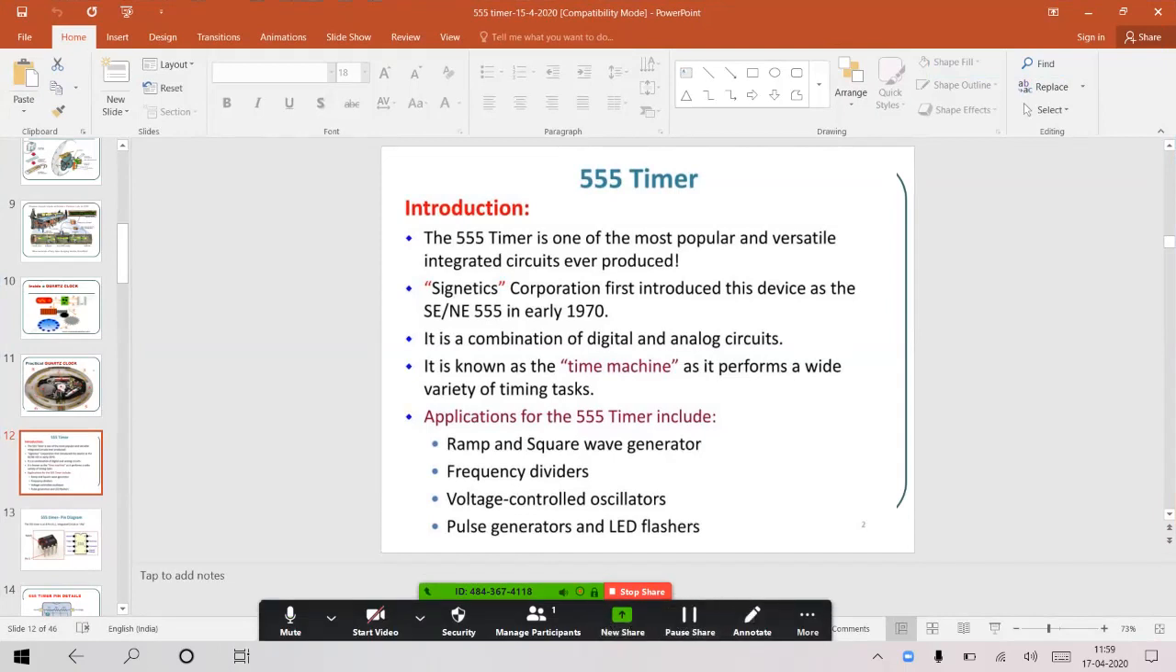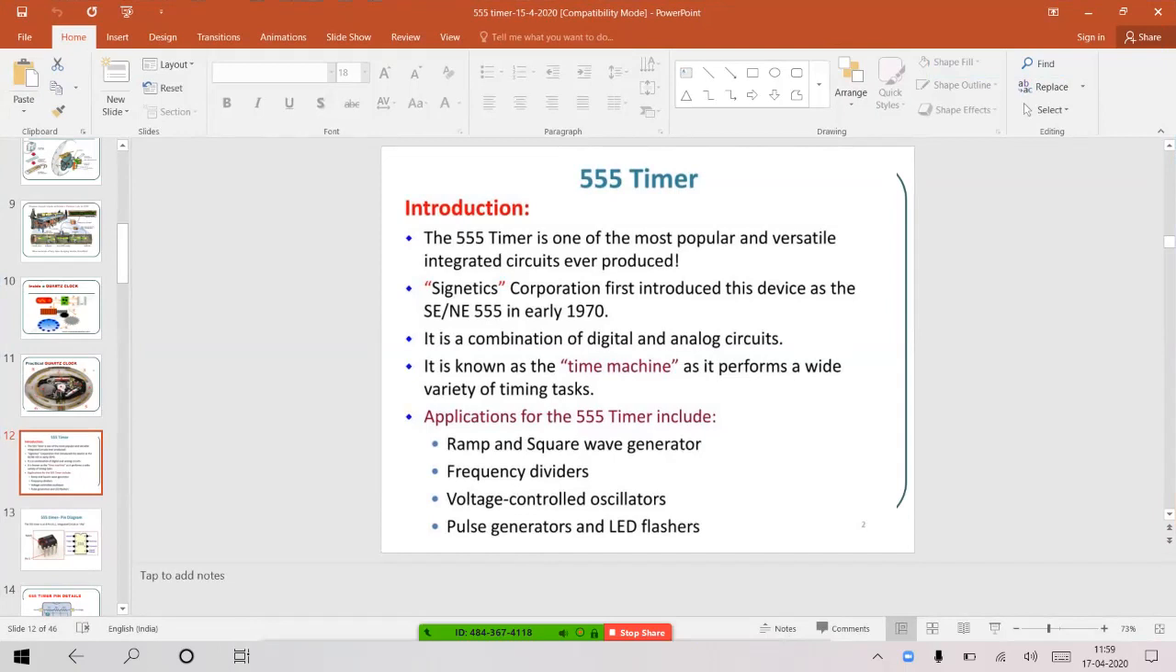Morning. Today I'm going to start with the 555 timer. A 555 timer is actually an oscillator, or we call it a multivibrator. It means it is meant for generating vibrations, multiple vibrations. That's why the name multivibrator.